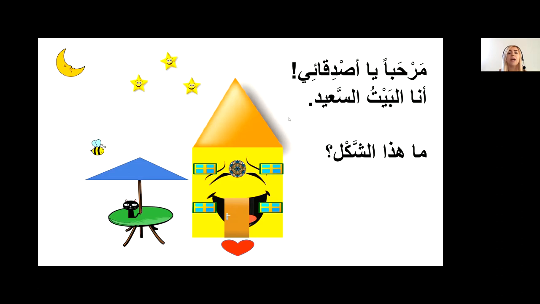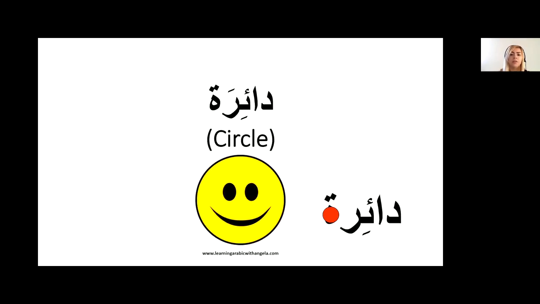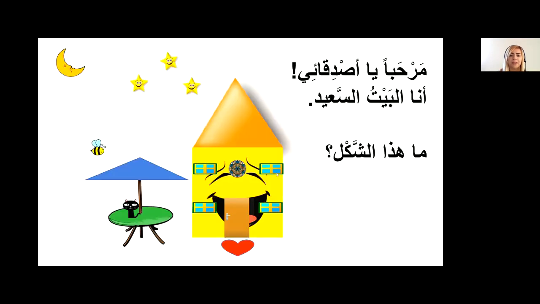هذا, هذا مثلث. ما هذا الشكل? هذه, هذه نجمة. ما هذا الشكل? هذا, هذا هلال. ما هذا الشكل? النافذة, the window. هذا أو هذه, because it's a feminine noun. هذه دائرة, أحسنتم. So we're going to use هذه because دائرة ends with the round T at the end. So we're going to say هذه دائرة.